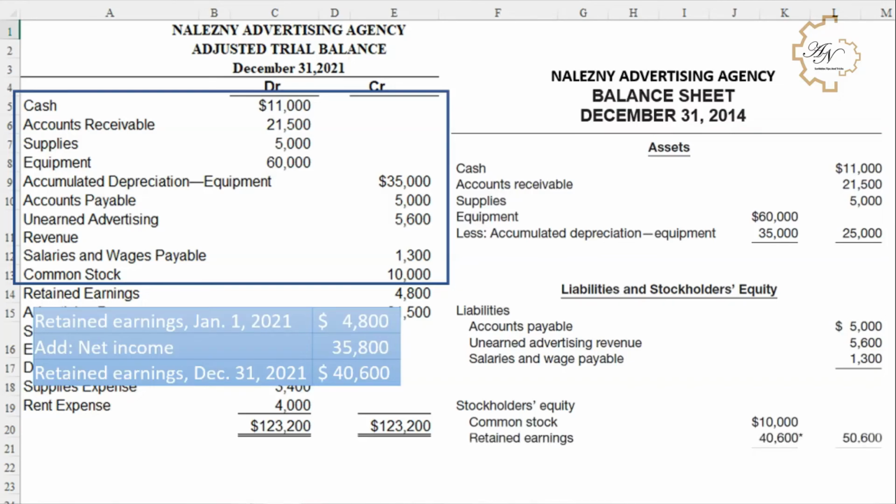We can see here in the balance sheet, and after all of that, we have to sum assets and liabilities and stockholders' equity. That's all for today.